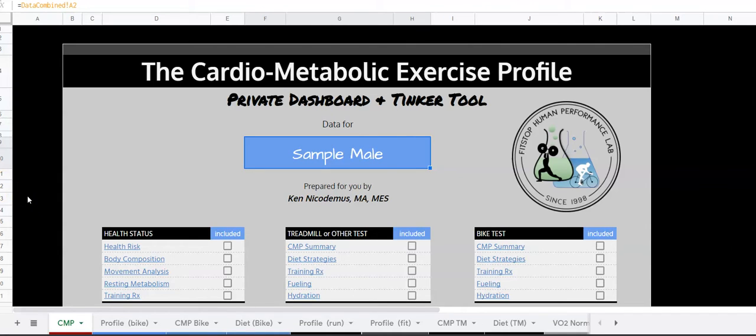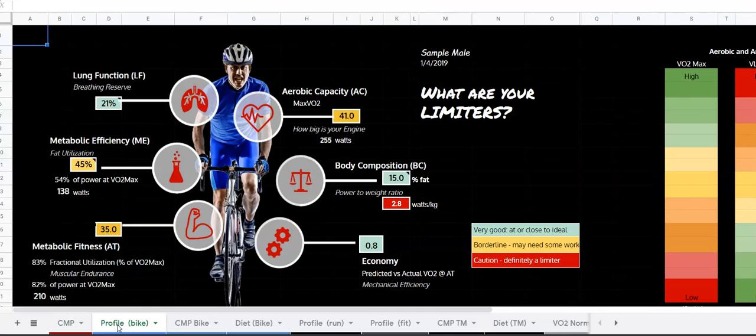We have various profiles we can create from the data, according to the individual's goals and what they're training to do. So a limiter sheet, or the profile sheet, we'll look at the bike here first. Basically it's just a quick summary of the key components, those key limiters that we can evaluate, so we can get right to the point. We have the green, yellow, red indicators of what would be ideal, and then some cautionary in the red, things that we definitely want to look at first and foremost.